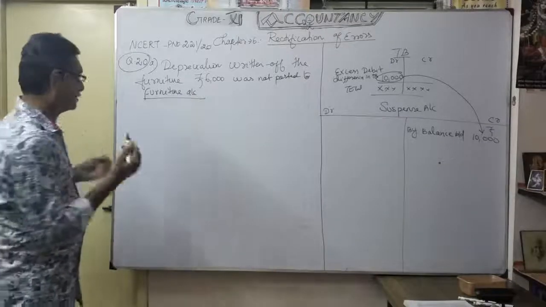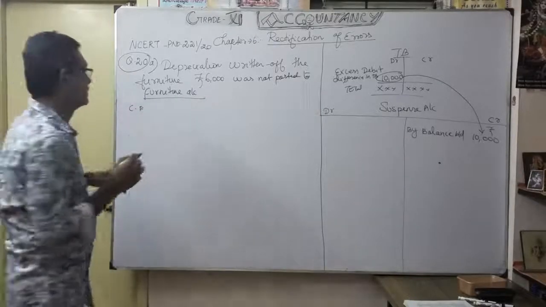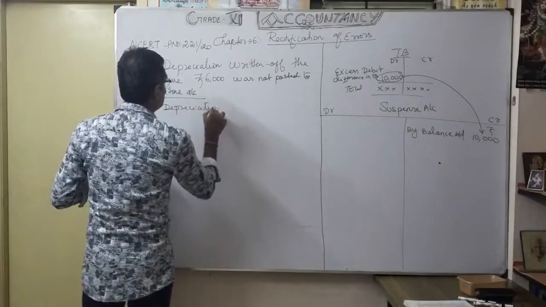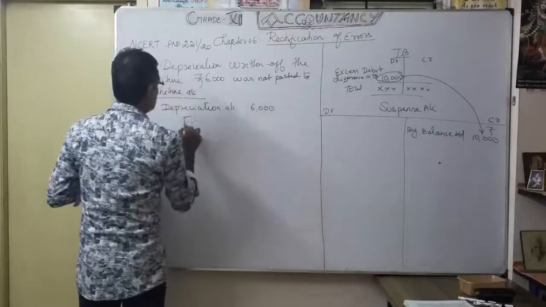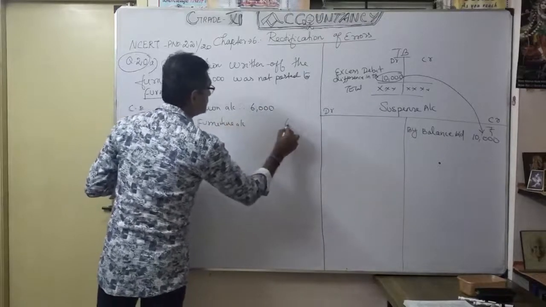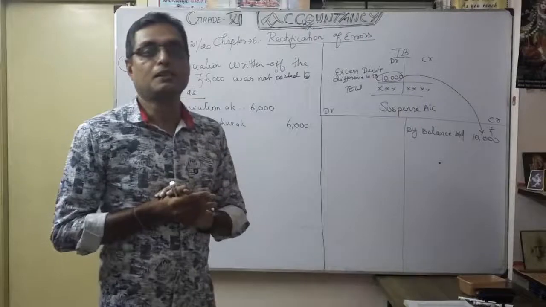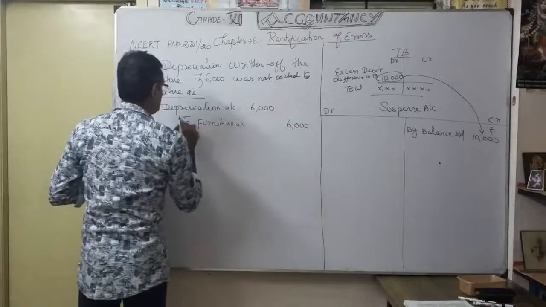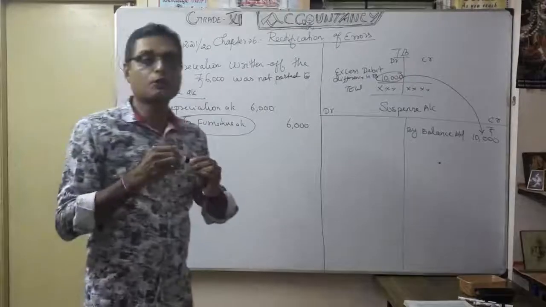Understood? So actually what is the correct entry? I will show you here. How to do the entry? Depreciation account debit, how much? 6,000, to furniture account 6,000. That's the entry. Suppose you have to pass that entry: depreciation account debit to furniture account. What happened? What did they say? Not posted to furniture account. So they did not post this. That's what this is: partly omitted, a one side error.